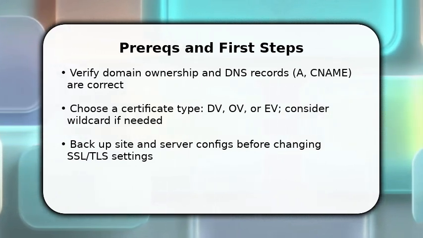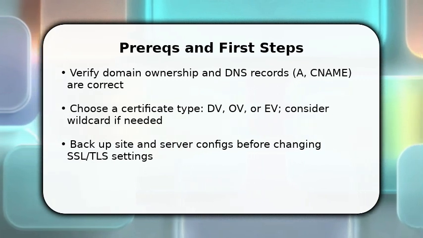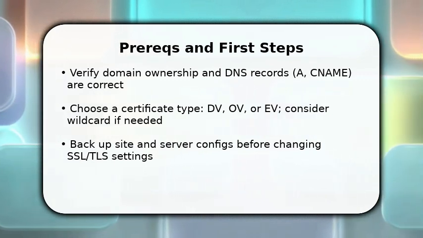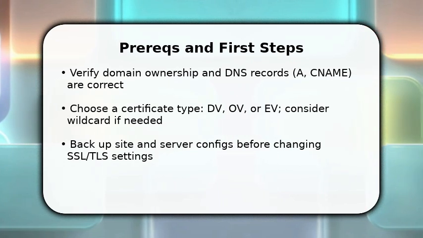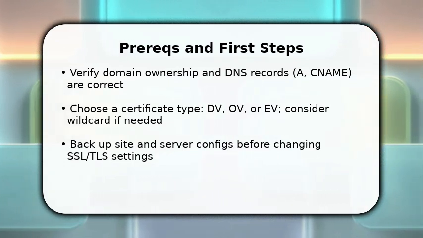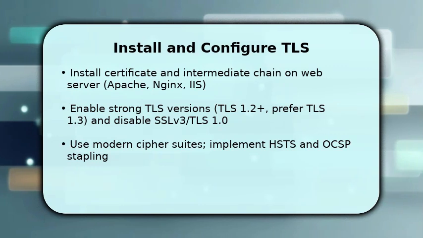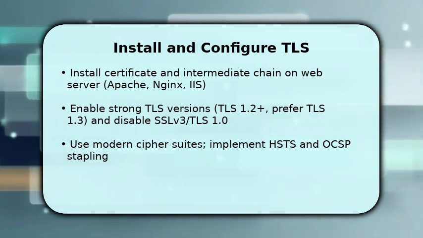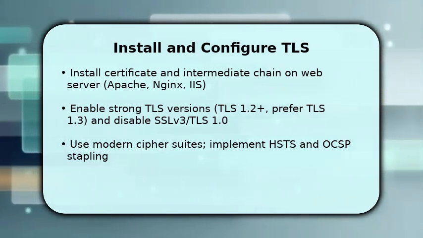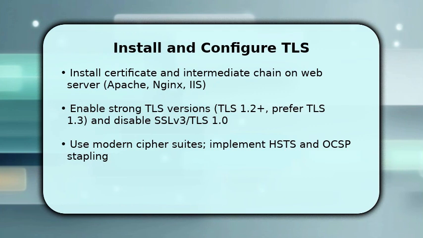Now request or generate the certificate from your CA or automation tool. Now install the certificate plus the full chain onto the server, place private key and certs in secure paths, and set correct permissions. Configure your server to prefer TLS 1.3 and TLS 1.2. Explicitly disable SSLv3 and TLS 1.0 to avoid known vulnerabilities.